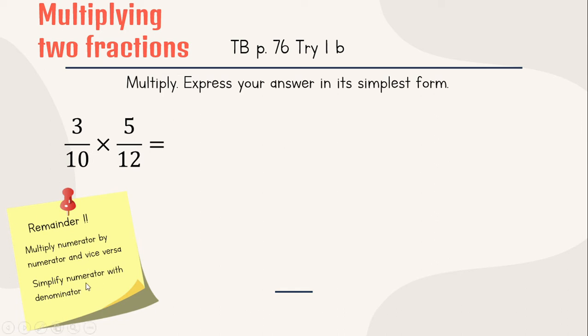Simplify numerator with denominator. Look at this. So 10 will be simplified by 5. So actually, we cannot simplify 10 and 3 there, because it must be numerator with denominator. Okay? So 10 and 5: 10 divided by 5 equals 2. 5 divided by 5 equals 1. And then that 3 and that 12 can be simplified. Divided by 3, divided by 3. So what do we have now? 1 times 1 and 2 times 4 equals 1 per 8.